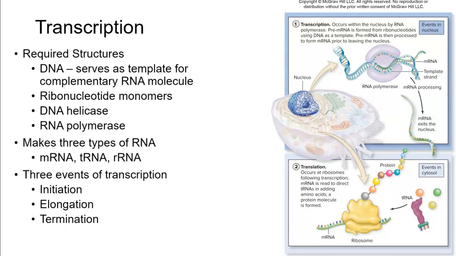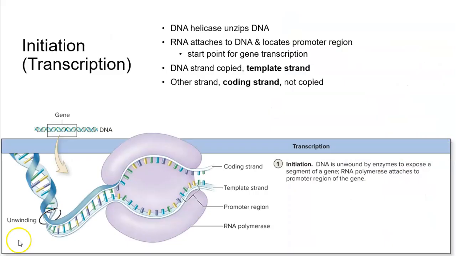So transcription, you can compare it to writing down that recipe, like I said a while ago. But the DNA, of course, is in the cookbook. The gene is the recipe. So you open the cookbook, that's initiation. You write down the recipe, that's elongation. And then you close the book when you're done, that's termination. Now we'll talk a little bit more about that.